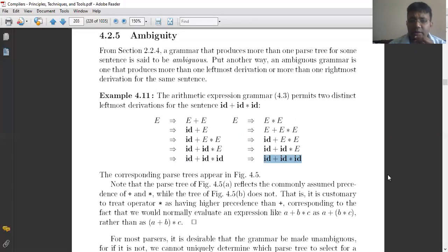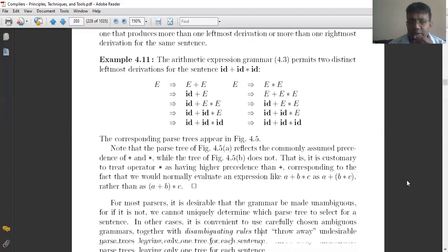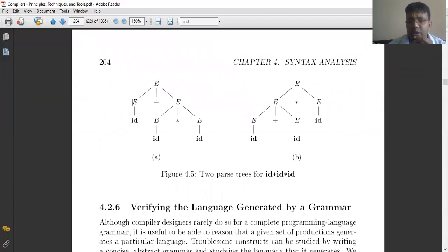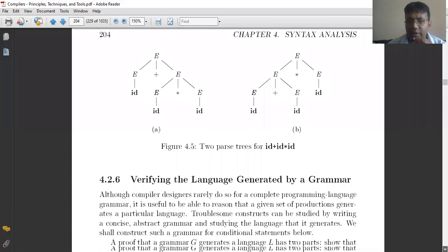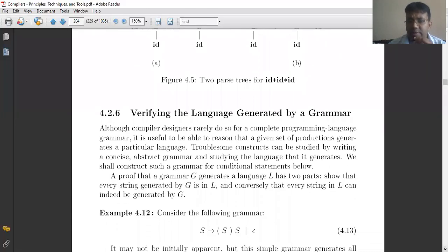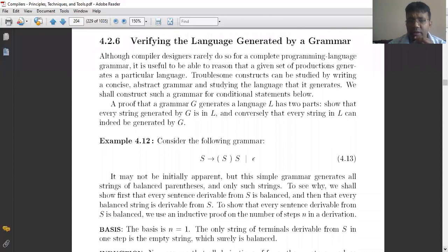Now the corresponding parse tree appears like this. This is one of the two parse trees for the string id plus id star id. As we all know, there is precedence, and star has greater precedence than plus. So we always prefer the tree in which the star operation happens first and then the plus operation. This is one characteristic showing the grammar is ambiguous, so it is important to make sure this grammar becomes unambiguous.